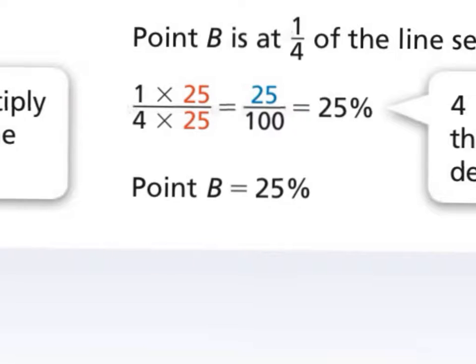If you're not sure what to multiply, for example on this one, going from 4 to 100, what you can do is divide. So if you do 100 divided by 4, that would be 25. That tells us that we're multiplying by 25 to get to that point. Multiply by 25, and then that's 25 hundredths, which is 25%.